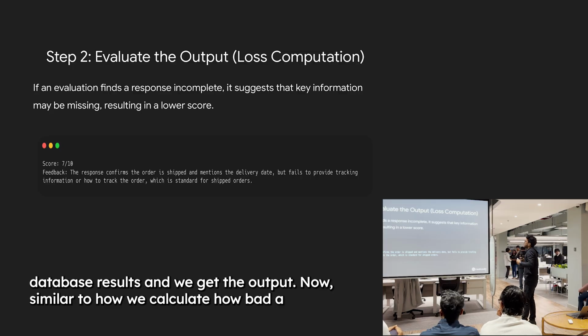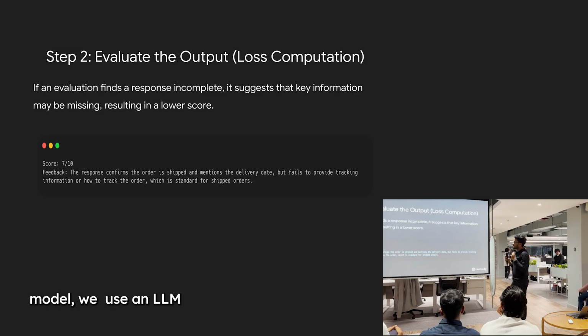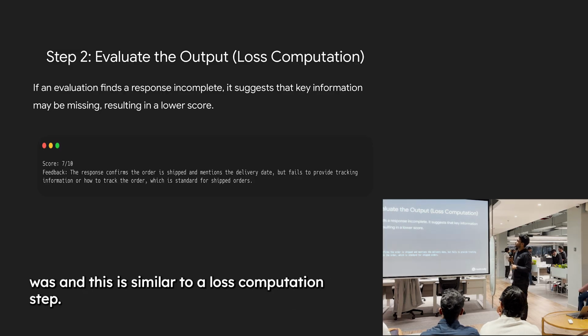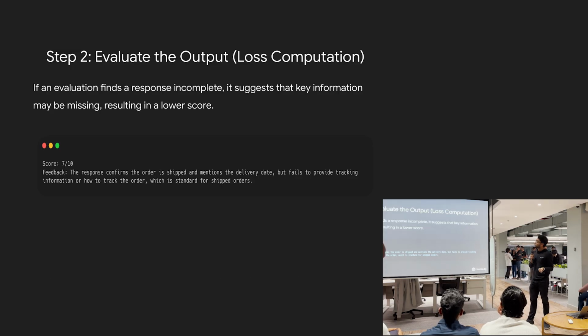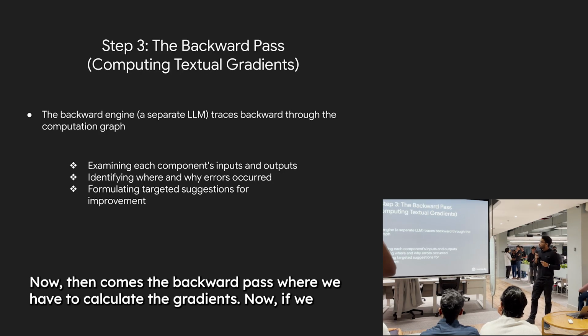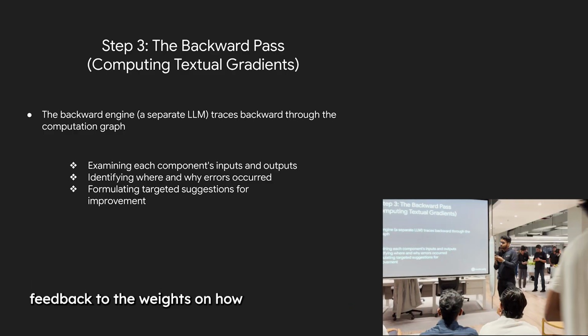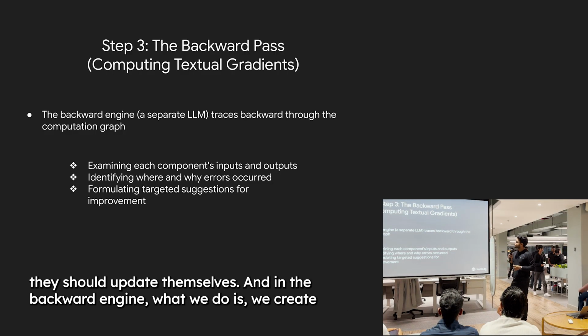Now, similar to how we calculate how badly our model performed, we use an LLM-as-a-judge mechanism to score the output and get text feedback on how bad the response was. And this is similar to our loss computation step. Then comes the backward pass, where we have to calculate the gradients. On a very conceptual level, the gradients are basically feedback to the weights on how they should update themselves.